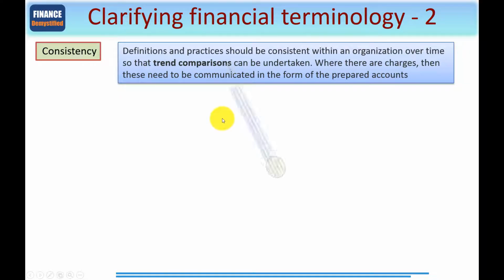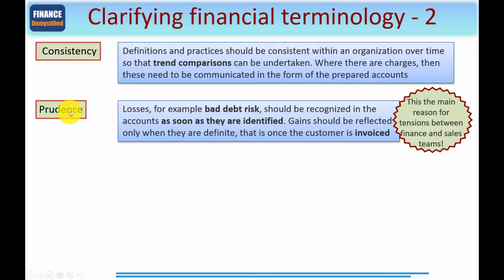Another principle, if you will, is called prudence. If you're in the UK, you'll be familiar with that word being used often at budget time. And here's an example. Losses, which could be a risk of future bad debt, should be recognised in the accounts as soon as they are identified.